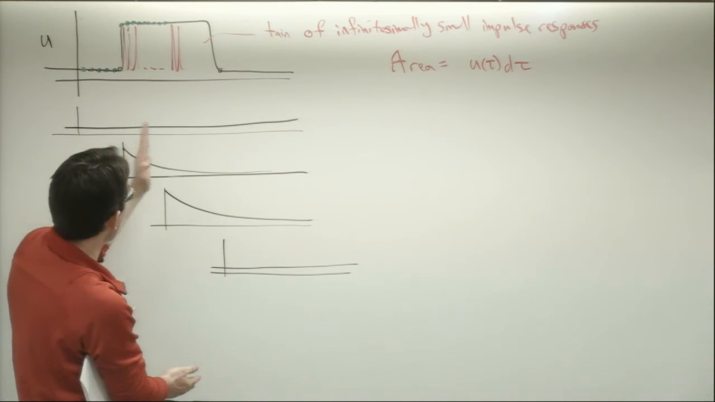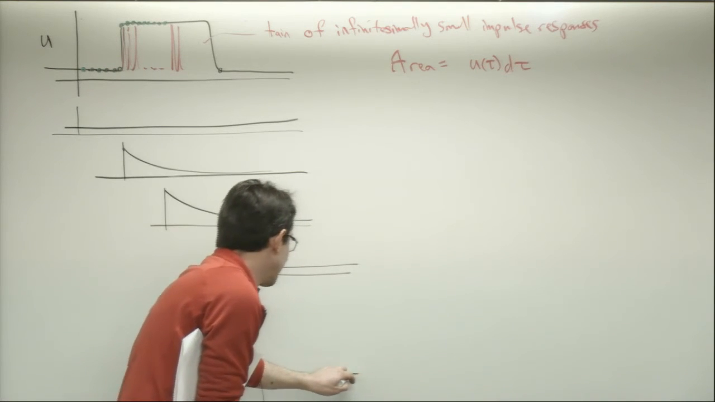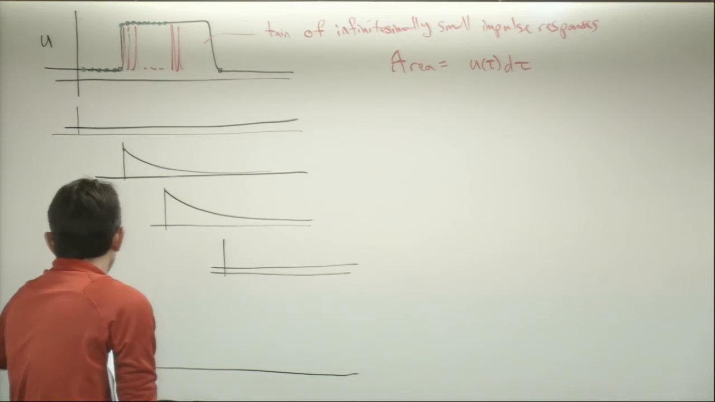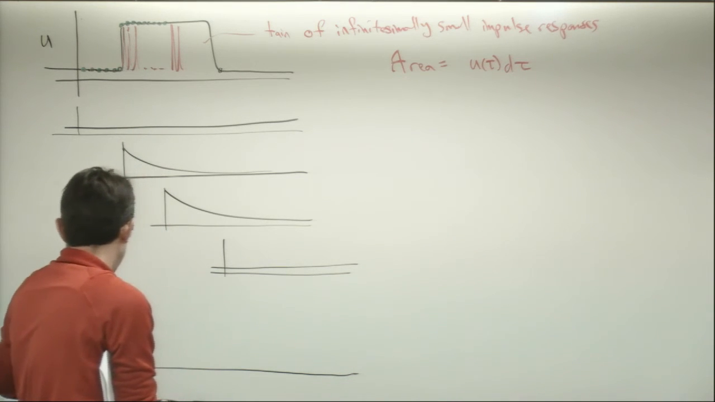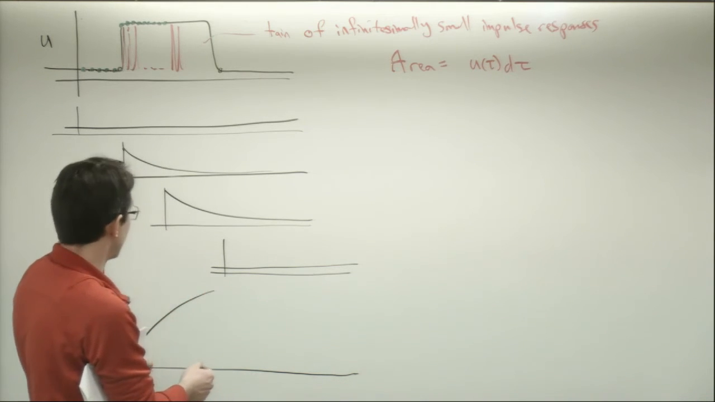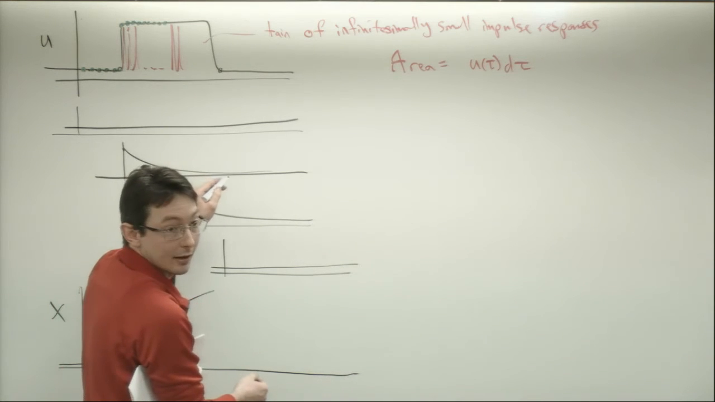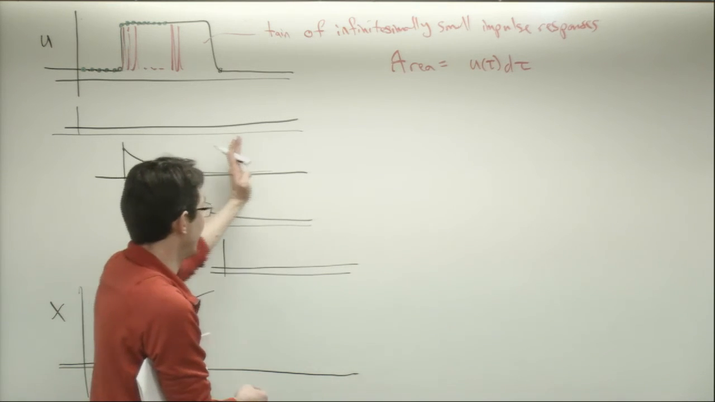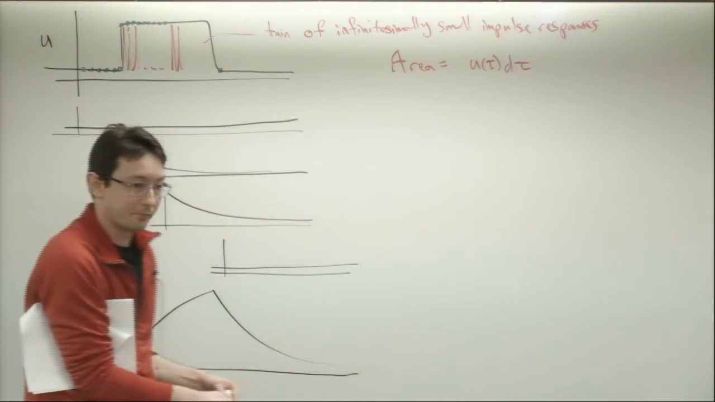And those responses add up until something meaningful happens. So my output response, my state x, is going to look like 0. And then as the step starts, I'm going to start accumulating some outputs. And then once the step turns off, I'm not going to be accumulating anything. Everything else is just going to die out. And so I get my exponential decay.